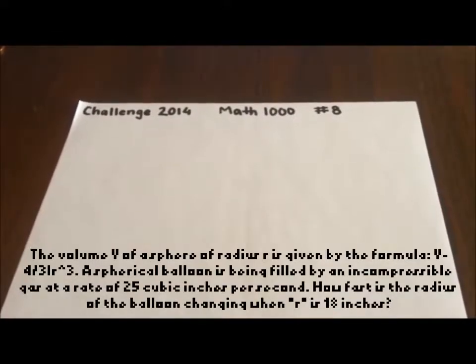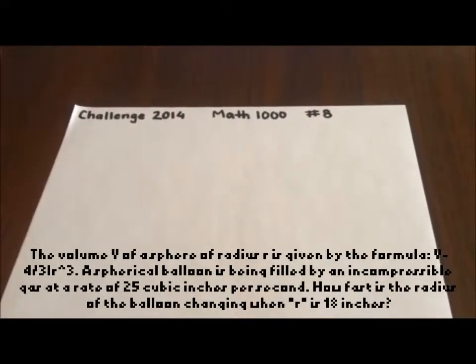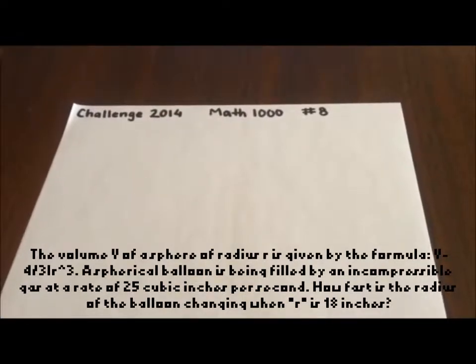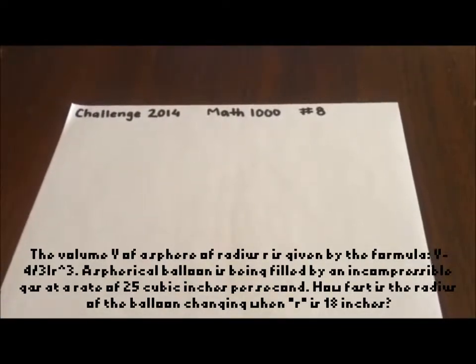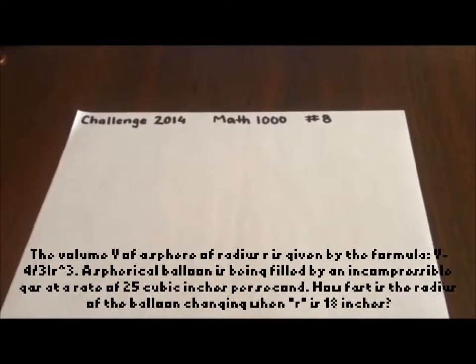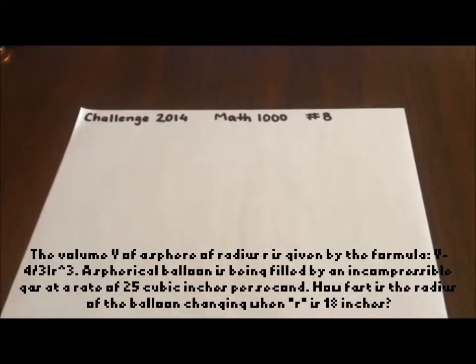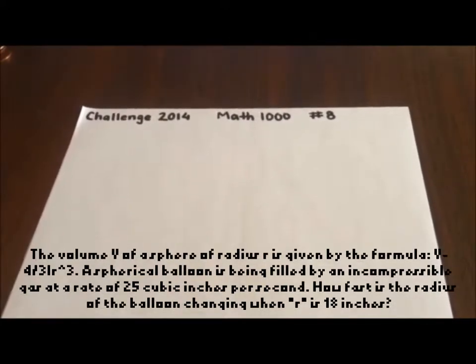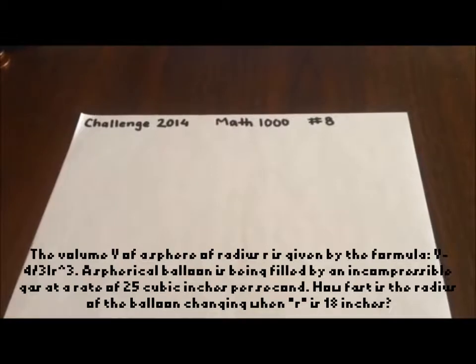My problem, which is Math 1000, problem number 8, deals with the application of derivatives. Derivatives can be applied to real-life situations when thinking of how the rate of something is related to the rate of something else. So my problem states the volume of a sphere of radius r is given by the formula V is equal to 4 over 3 pi r to the third. A spherical balloon is being filled by an incompressible gas at a rate of 25 cubic inches per second. And how fast is the radius of the balloon changing when r is 18?